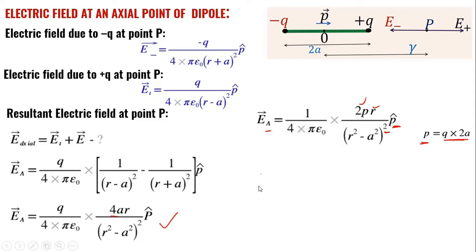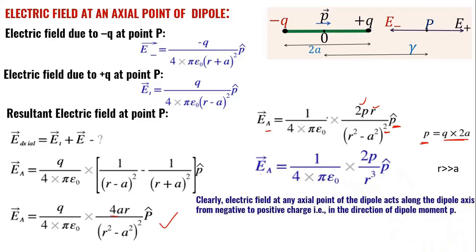So next, the ultimate expression when we consider that the separation of the point of observation, that is r, is very much greater than the dipole separation, that is a. In that case we can neglect this a square. So in the denominator we are left with r to the power 4 and one r cancels out. So we get 1 upon 4 pi epsilon naught of 2p by r cube.